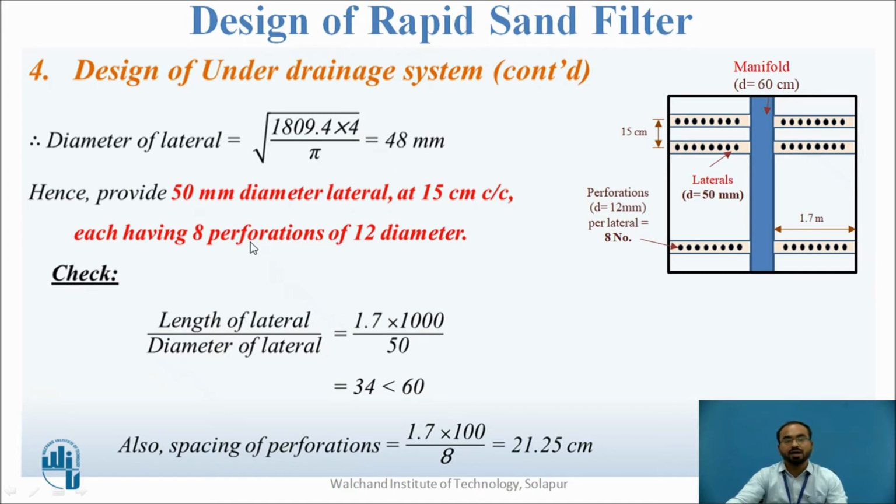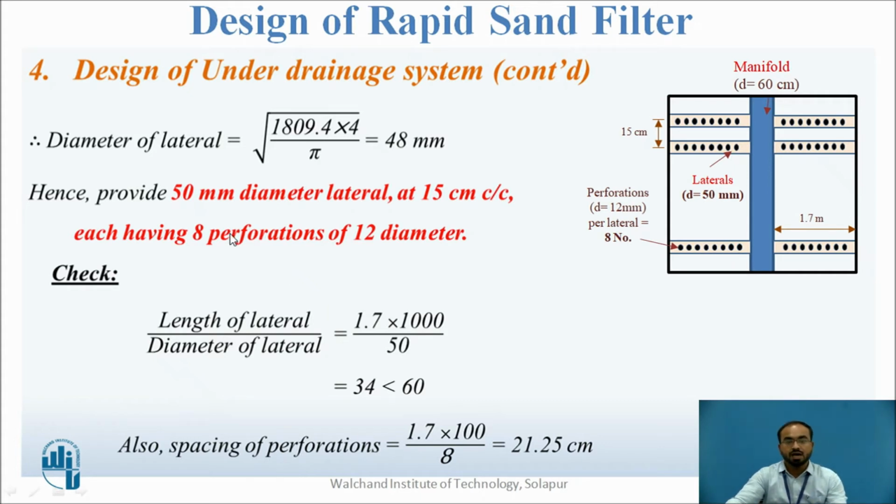So let us provide 50 mm diameter of lateral. One lateral will have its diameter of 50 mm and spacing in between of 15 centimeter, that is what we have assumed, and we have calculated each lateral will have 8 perforations of its diameter 12 mm. In this fashion, all the sizes and all the required content of our lateral and manifold we have done.